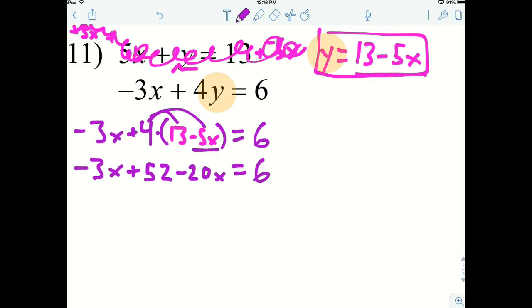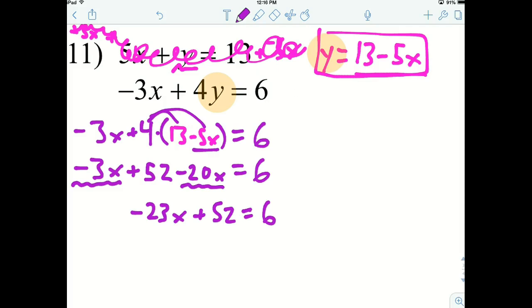Next, I want to combine my like terms when I can. I see that on the left side, I have two terms that both have an x in it. And so those can just be added. I have a negative 3 plus a negative 20. So that's going to make negative 23x. Then I keep everything else the same.